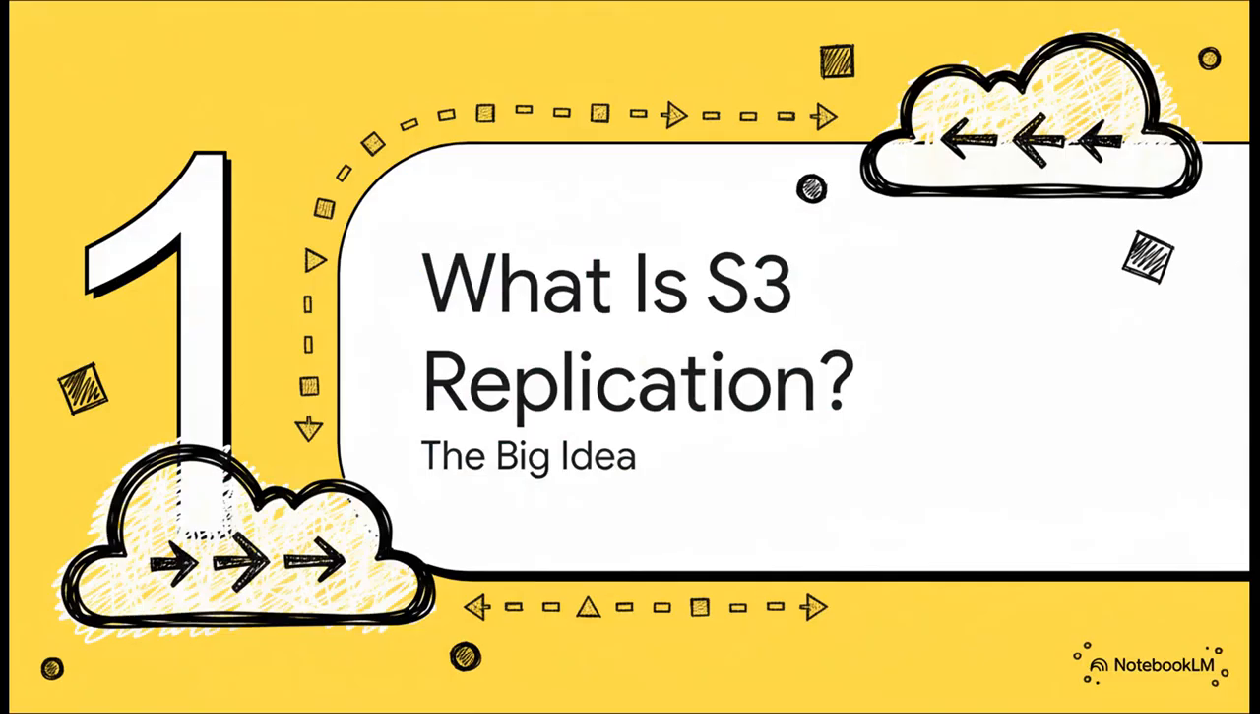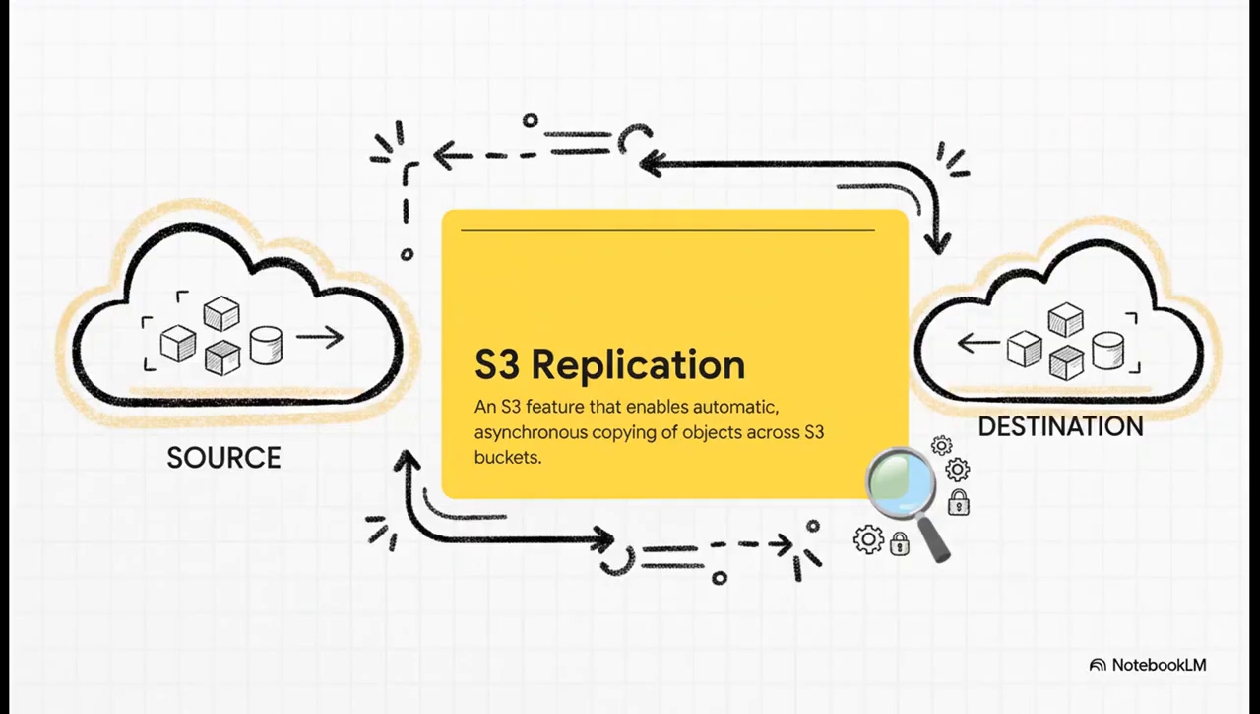So what is S3 replication really? Let's break down the big idea behind it because it's pretty straightforward once you get it. Simply put, it's a feature you turn on and it just starts automatically copying your objects from one S3 bucket, your source, to another one, the destination. And the key is that it's asynchronous, happening in the background. It's a completely managed, hands-off way to create and maintain perfect replicas of your most important data.